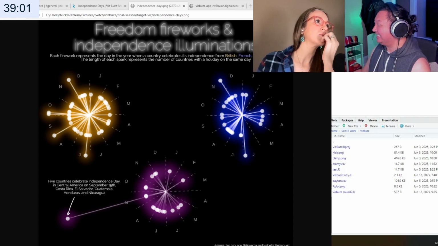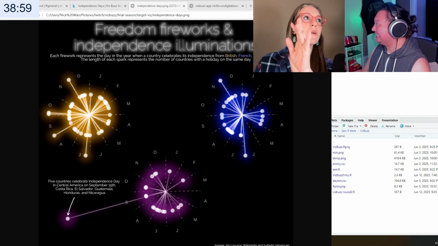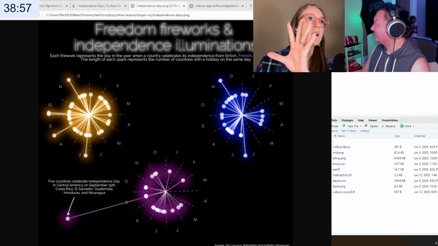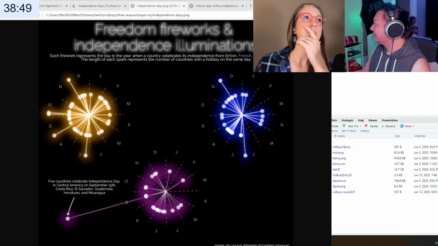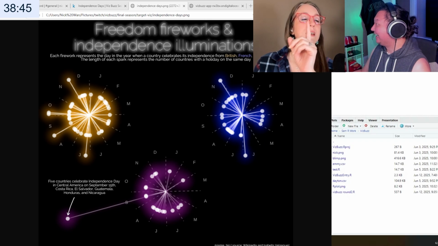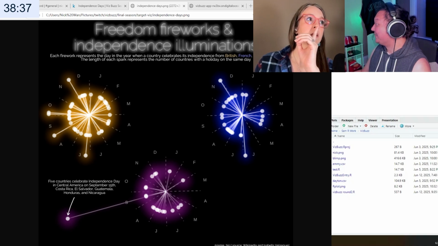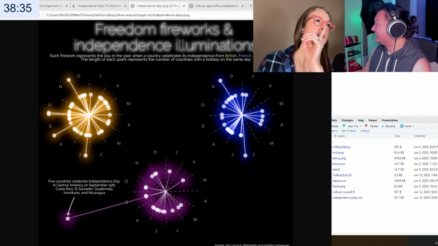We have 3 plots, and they're color coded. The yellow burst is independence from Britain. The blue burst is independence from France, and that purple pinkish burst is independence from Spain. We only have 1 annotation on this plot, interestingly. We've got a title and a subtitle, but only 1 arrow and 1 annotation. It says 5 countries celebrate Independence Day in Central America on September 15th: Costa Rica, El Salvador, Guatemala, Honduras, and Nicaragua.